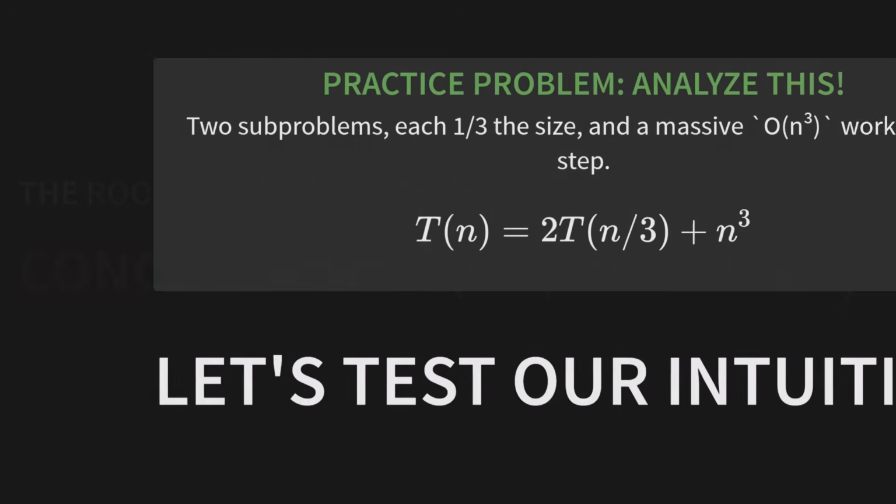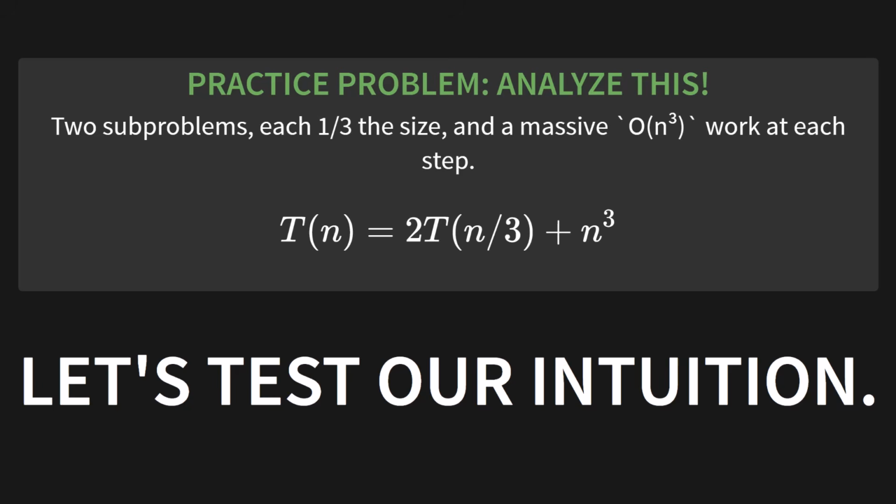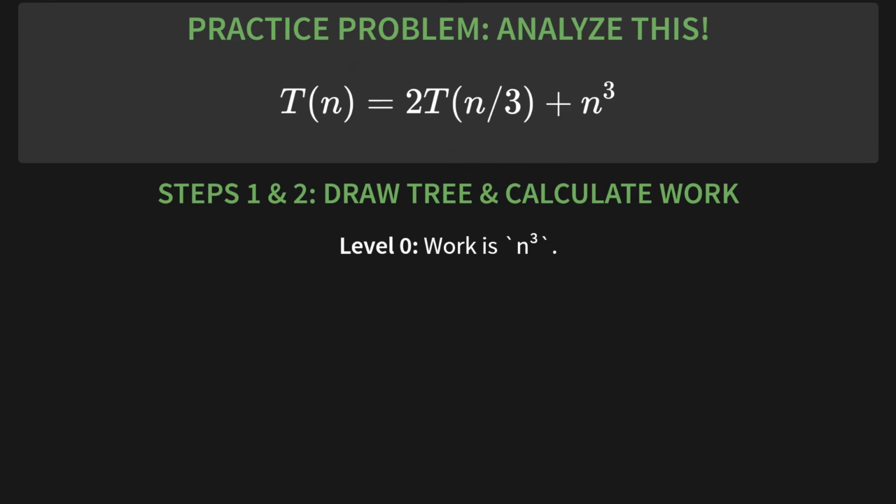Okay, let's do a practice problem to really nail this down. Analyze this. We have two subproblems, each 1/3 the size, and a massive O of n cubed amount of work at each step. So, T of n equals 2 times T of n over 3 plus n cubed. Let's test our intuition. Steps 1 and 2. Draw the tree and calculate the work.